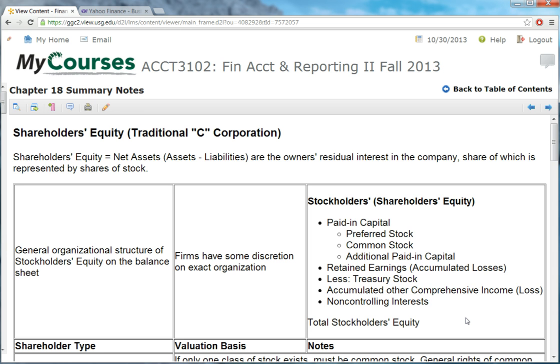Most shareholders' equity sections of balance sheets are going to share some common organizational elements, and paid-in capital is the first group of accounts within shareholders' equity. And paid-in capital represents the amount of funds invested in the company by its owners. Now, this paid-in capital is initially created when there is a public offering of stock.